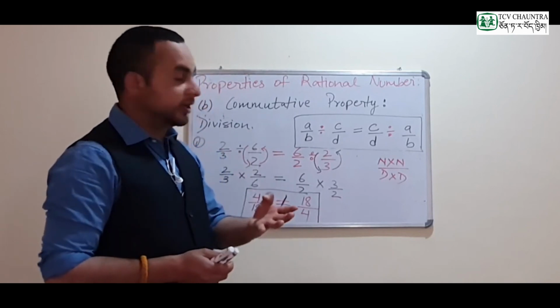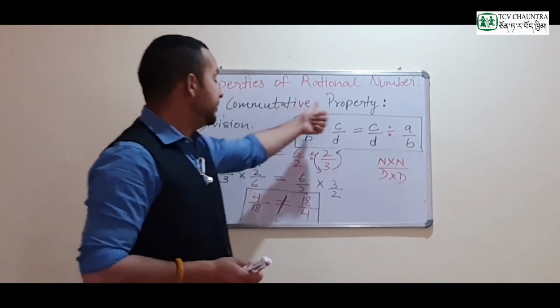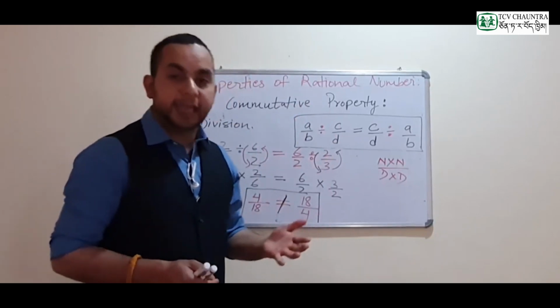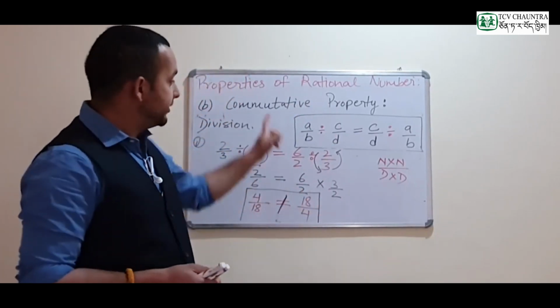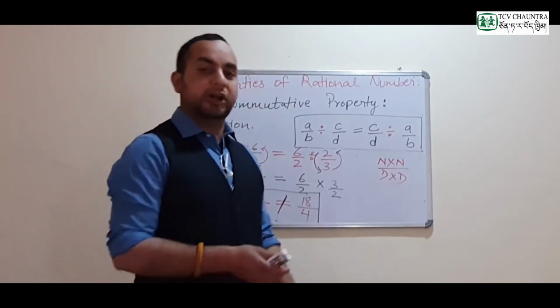We verified it, right? But in case of the commutative property, it's only applicable for addition and multiplication. But the commutative property is not applicable for subtraction and division.